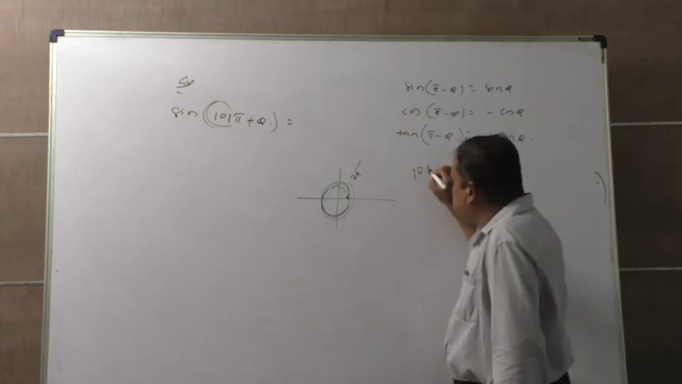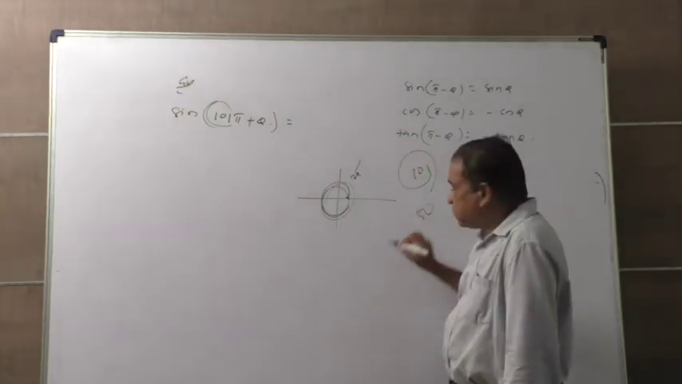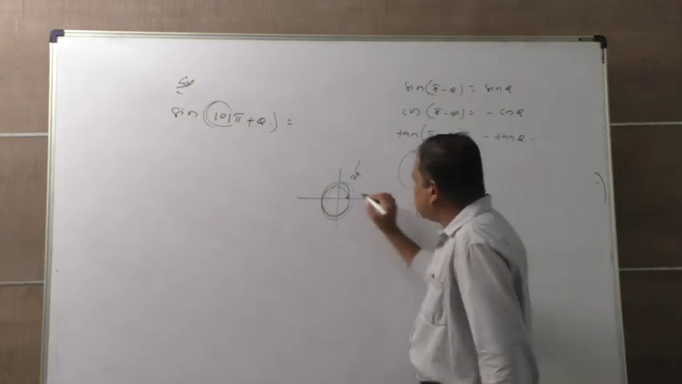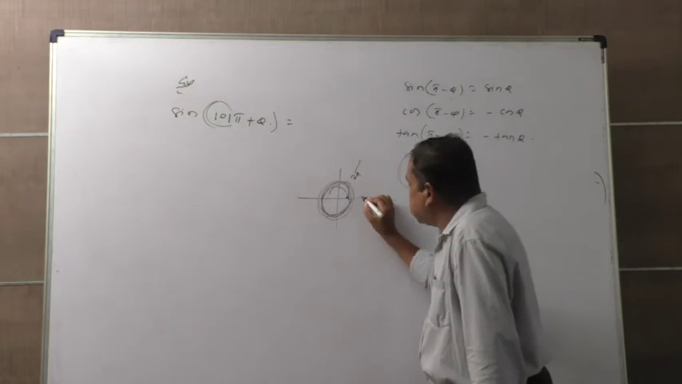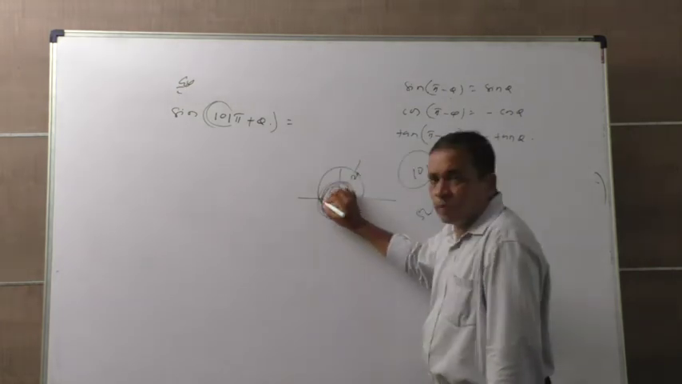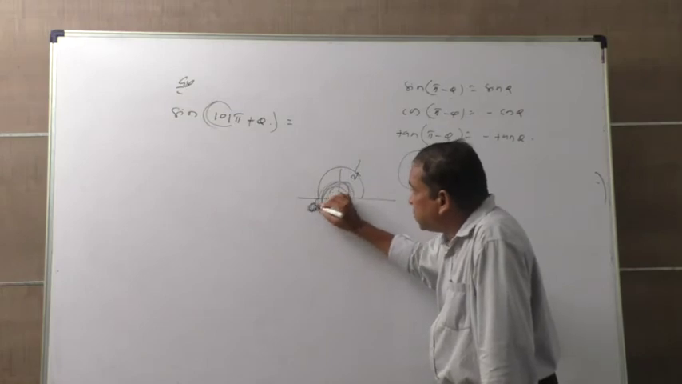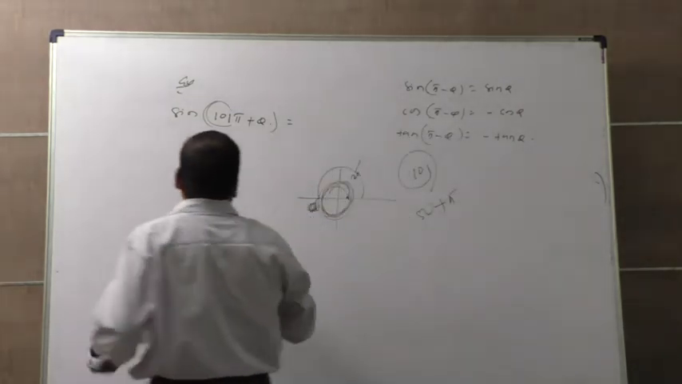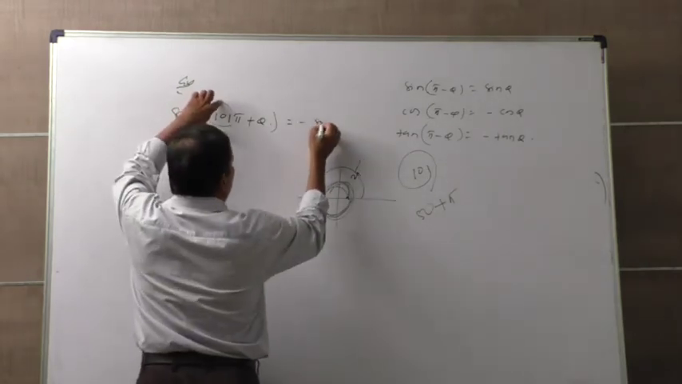Since it is 101, how many complete rotations will there be? 50 complete rotations plus pi. That means you can rotate 50 times, then pi. We will start here, again come to the second quadrant. Now come to theta, which means the third quadrant. So this one will be negative, because of the sine's quadrant. So here it is minus sin theta.